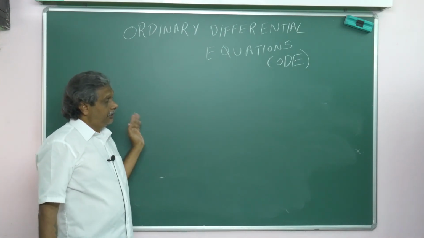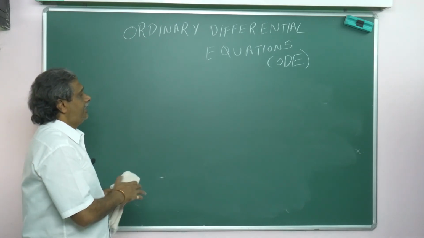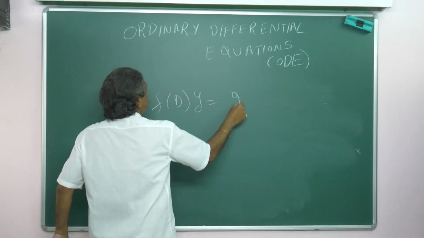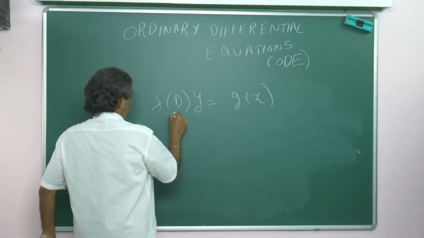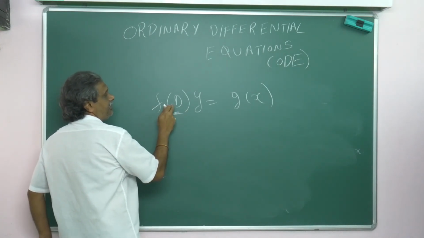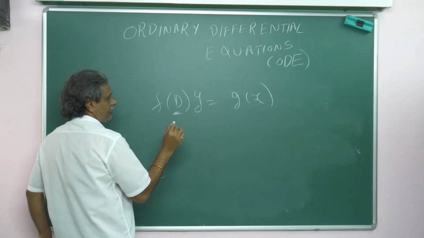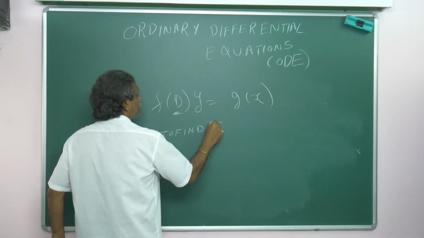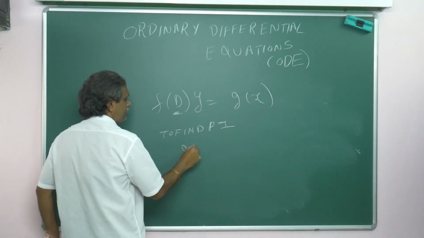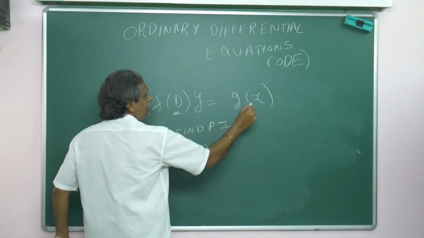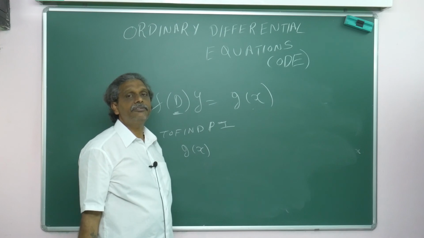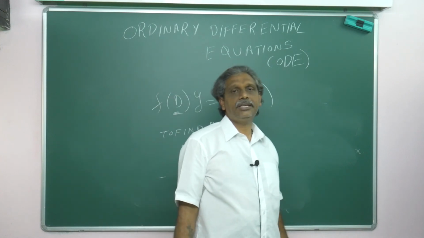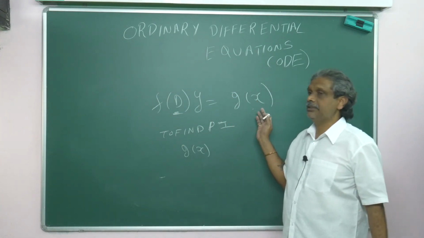Now this CF story is done. When will you get the PI? Actually the equation shape is like this: a linear differential equation, f of D into y is equal to g of x. Now the CF story is over. To find the PI, look at g of x. Suppose the right side has some function, only then can you think of the PI. The solution is y is equal to CF plus PI. If the right side doesn't have any function, then PI is equal to 0.